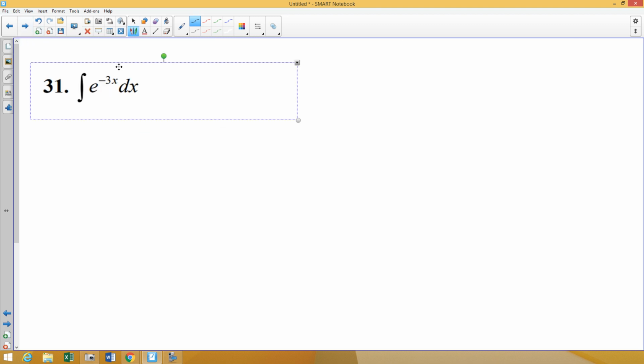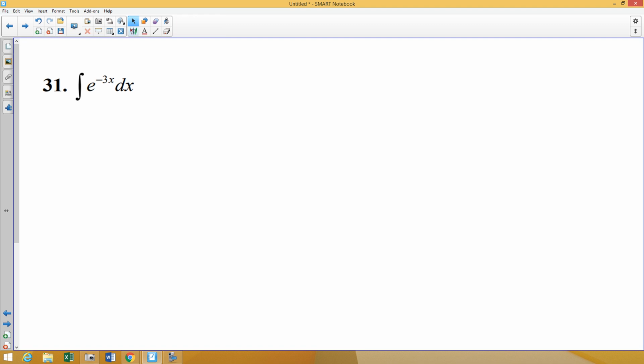Okay, 31, we have e to the negative 3x. This one's going to be a little bit easier than the last one. I see in the exponent, what I told you earlier, you're going to start by letting u be the exponent. So I'm going to say, well, what happens if u is negative 3x? U prime would be negative 3. So I have to see negative 3 in my problem. There's not one, but I can fix that by shoving a negative 3 in here. We will offset with a negative 1/3. And there is my u prime.